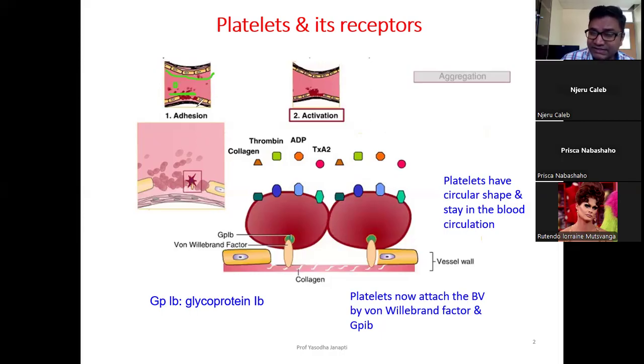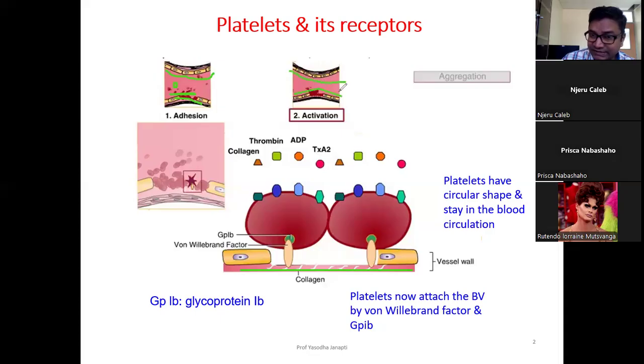So whenever there is a cut, some of the platelets will come and bind to this endothelium. See, this is the endothelium or collagen. It comes and binds. What I told, platelets will be moving near the walls.